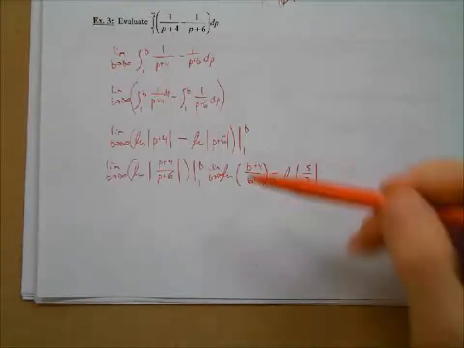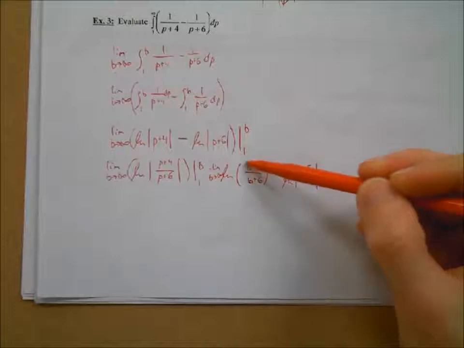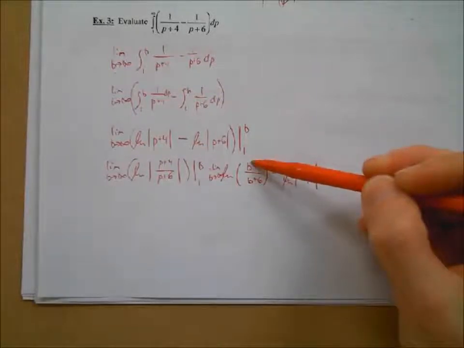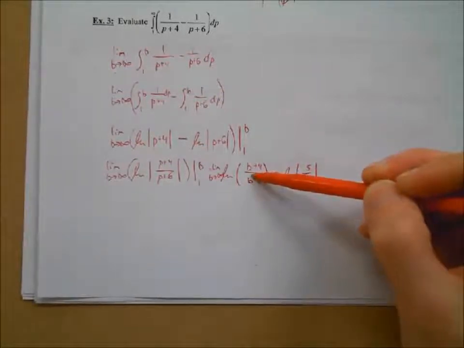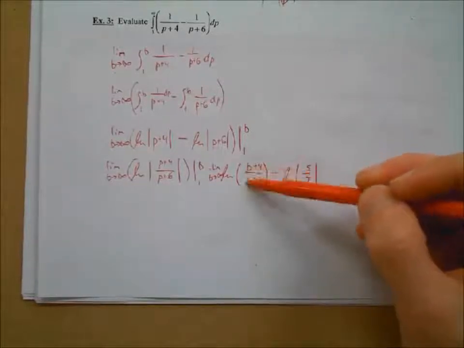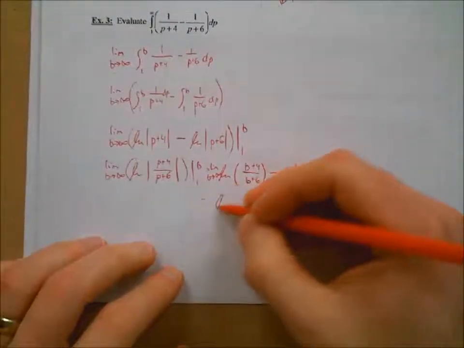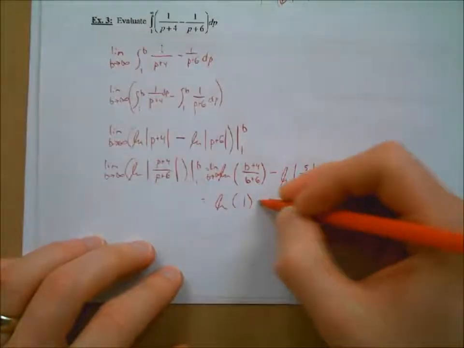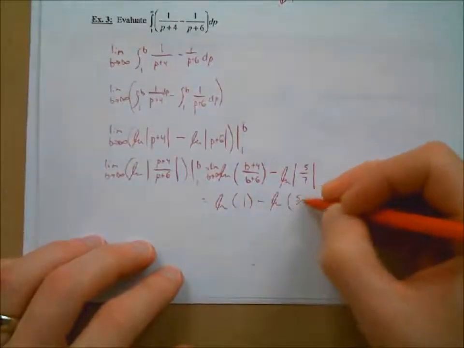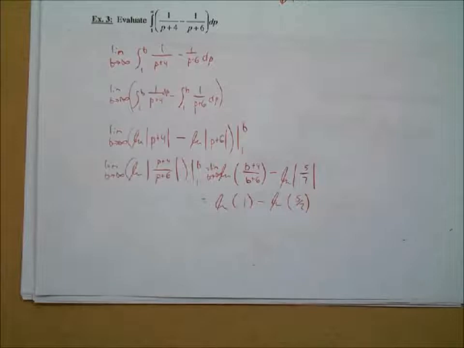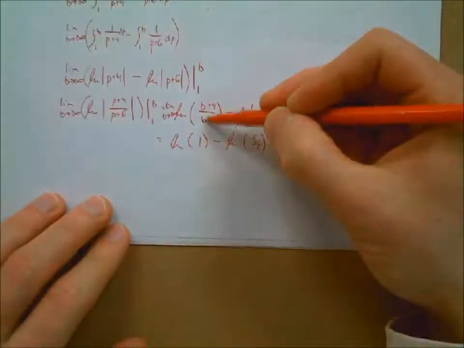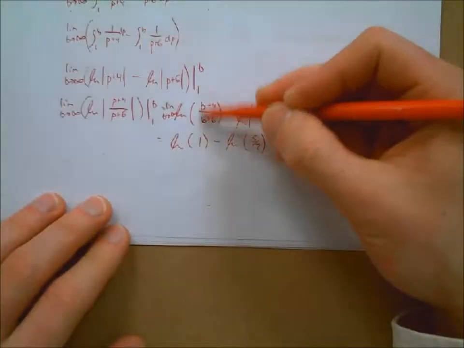Well, the degree of the top is 1, right? The degree of the bottom is also 1 there. And so it's going to be the ratio of the lead coefficients, right? So it should just give us a 1, shouldn't it? I mean, that's what I'm thinking. It should just give us a 1 there. And so then we can just say it's going to be the natural log of 1 minus the natural log of 5/7. Okay? Again, degree of the top and degree of the bottom are the same, so the ratio of the lead coefficients there is going to be 1 over 1.